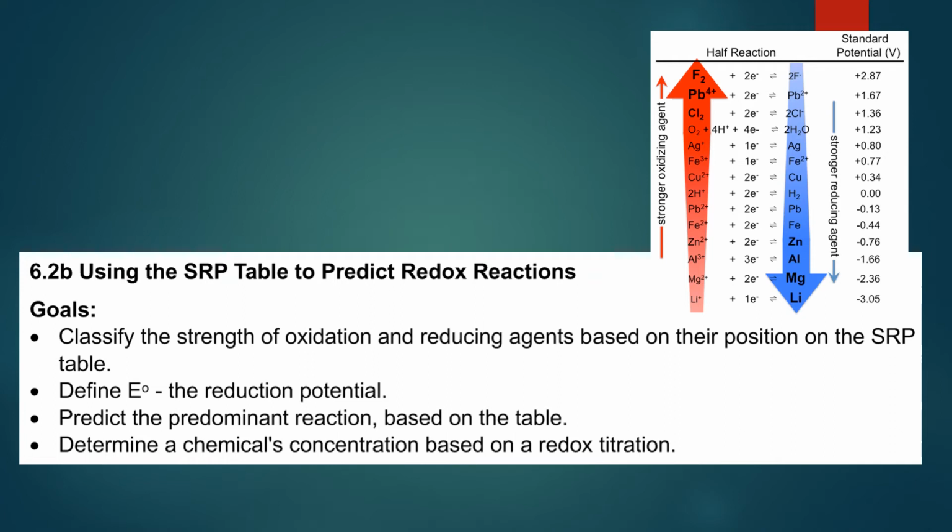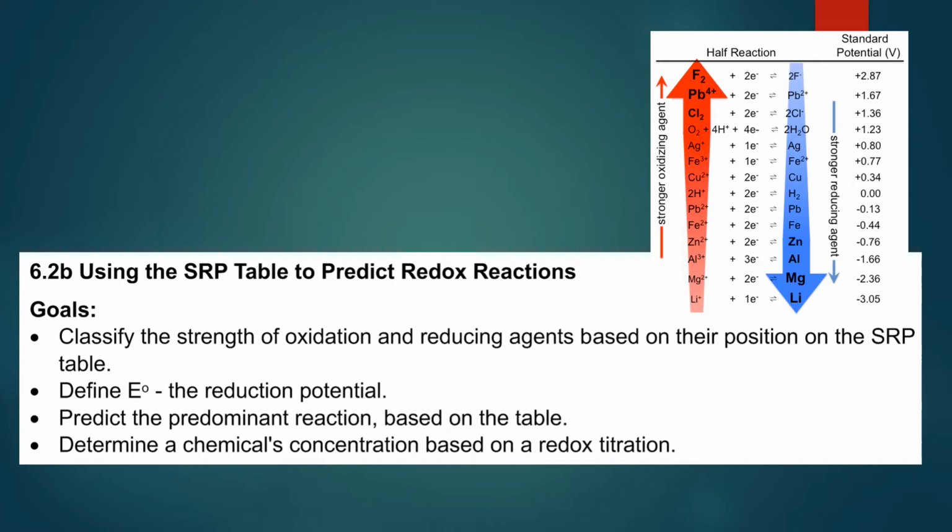In this video, I am going to cover the second half of chapter 6.2. And in this lesson, we're going to look at how to use that standard reduction potential table to predict redox reactions, whether they will occur or will be non-spontaneous, or what's going to happen there. We'll also look at redox titrations in this lesson as well.